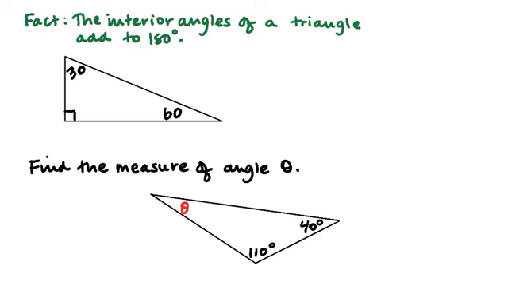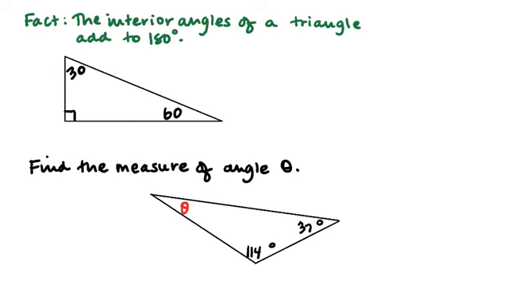Like, what if I changed this instead of 40 to be like 37, and this to be, I don't know, 114. Oh, that didn't go well. Oh, bless you. All right, so then we would need to use algebra to solve for the measure of angle theta.